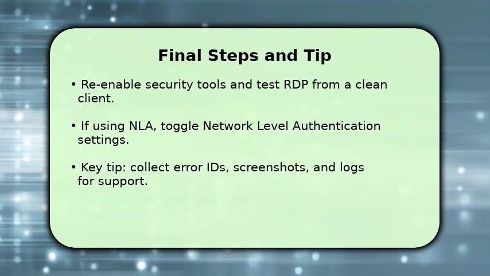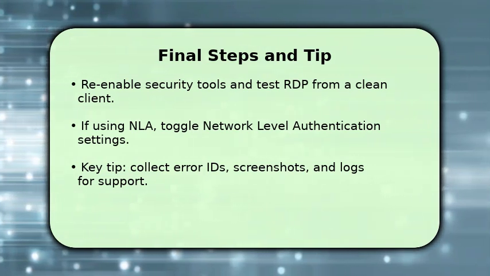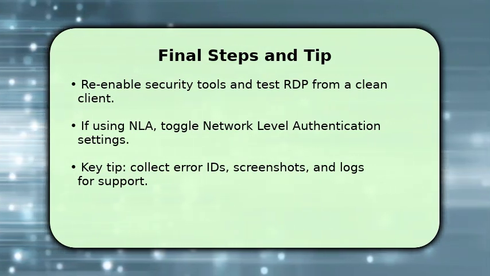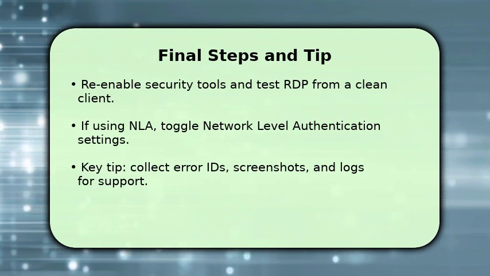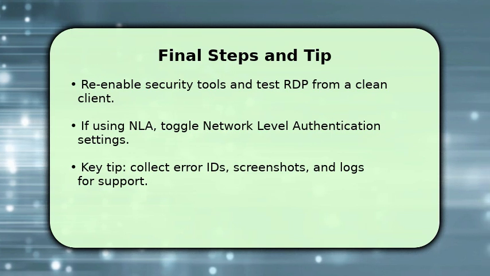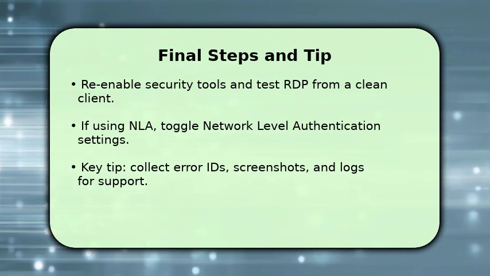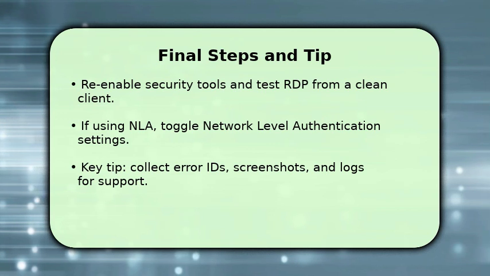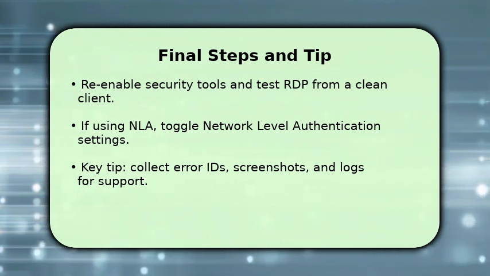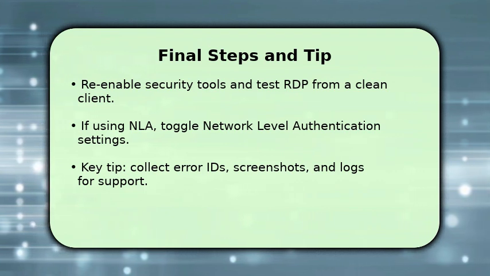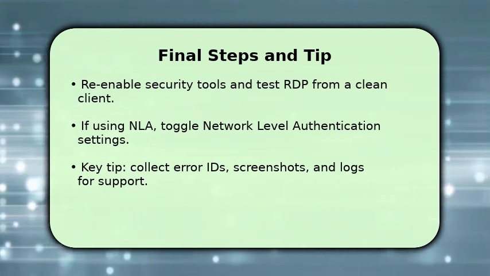If network-level authentication is enabled and causing the error, toggle NLA off briefly to test, then re-enable it after updating credentials or certificates. Finally, if the issue persists, collect Event Viewer Error ID, screenshots, and the RDP client log. This information speeds up escalation or a support ticket. Keep calm and document each change for rollback.